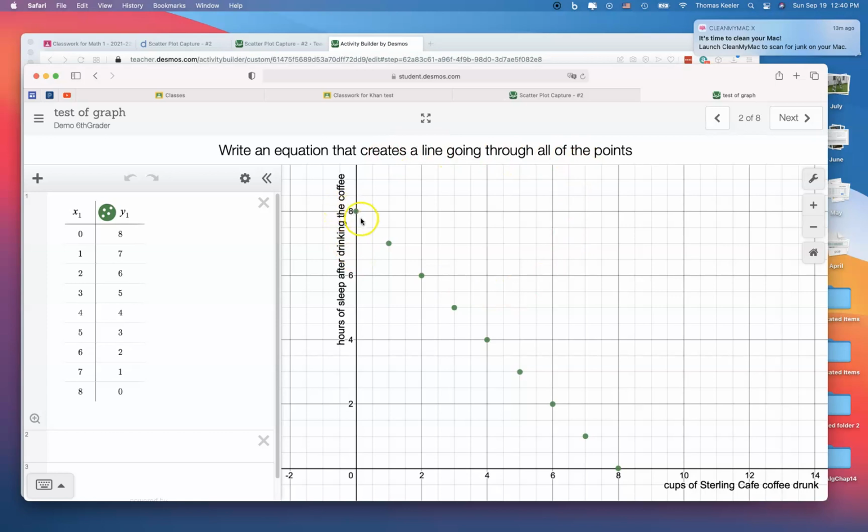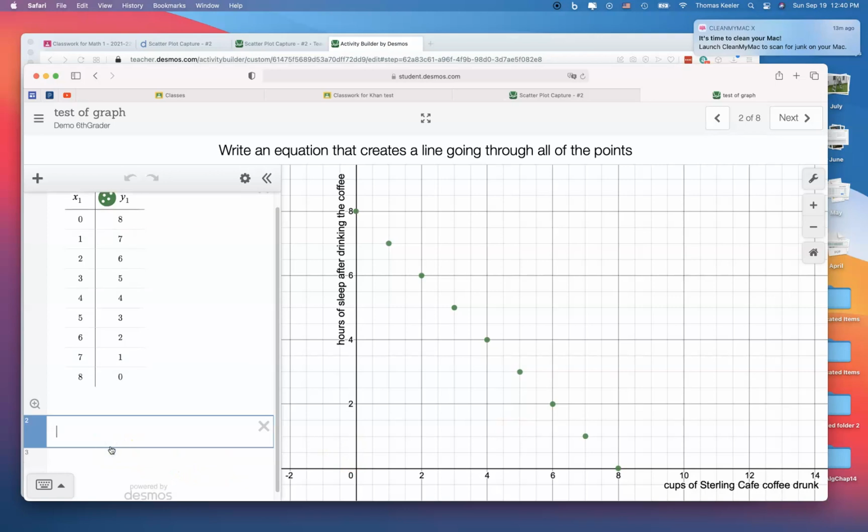When you look at this, you see how we have a constant slope. We go down 2, over 2, down 2, over 2, down 2, over 2. So this is a slope of -1. And what does it say? On the x-axis, our input is how many cups of Sterling Cafe coffee did we drink, and then how many hours of sleep did we get. So we did a little experiment. What we found is we got this exact linear relationship. For each cup of coffee you drank, you went down 1.